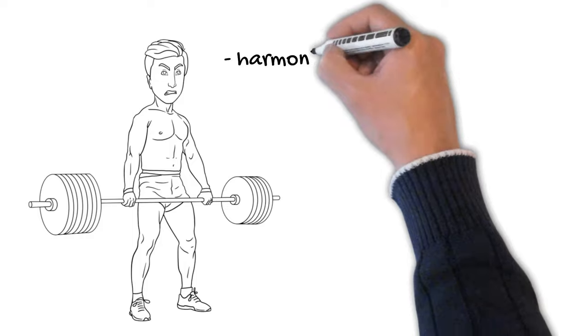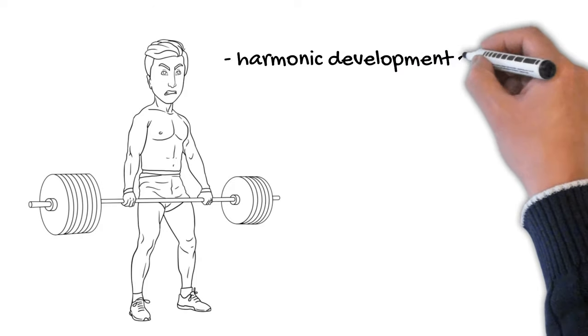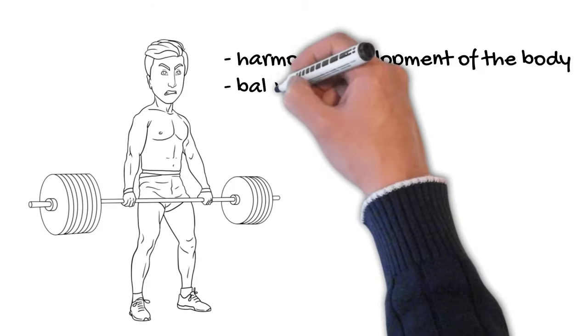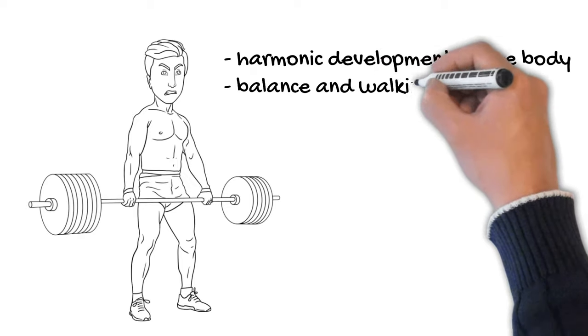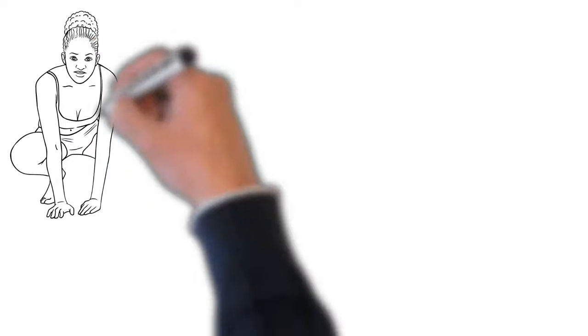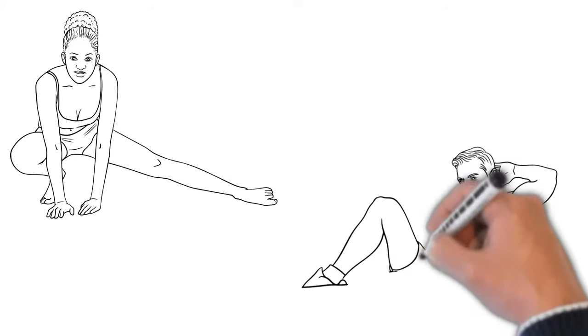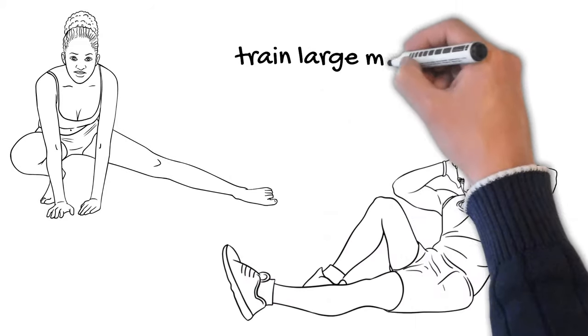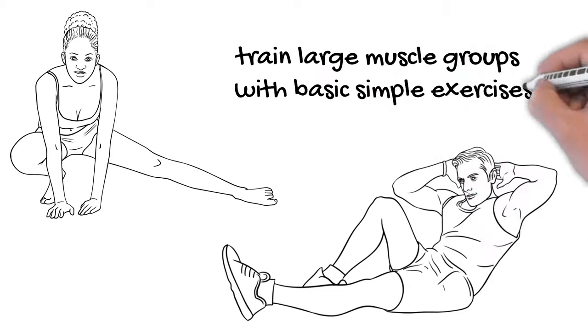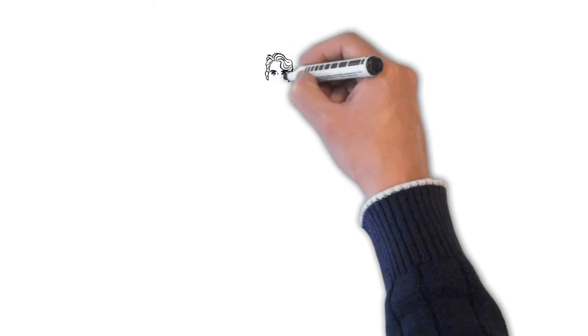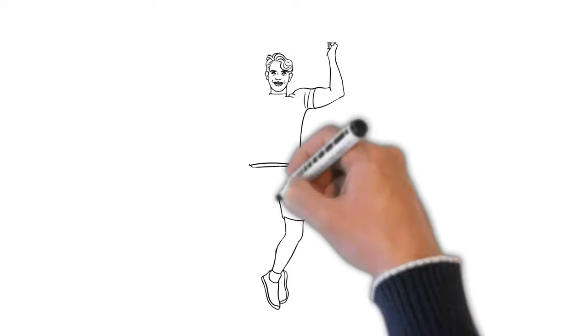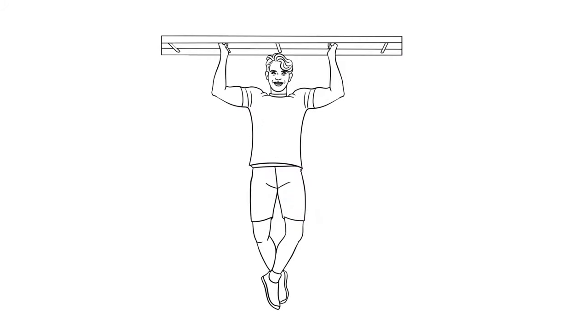In addition, many of the muscles in the upper body are critical for balance and walking, especially the muscles of the back, shoulders and abdominals. You should also do a lot of proprioception and stretching exercises. Remember, you do not need to join expensive gyms. You must train large muscle groups with basic simple exercises. The famous mountaineer Reinhold Messner says he trained doing push-ups on the ceiling beams at home.